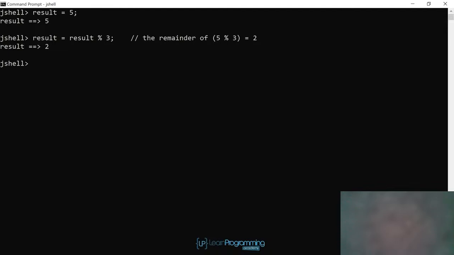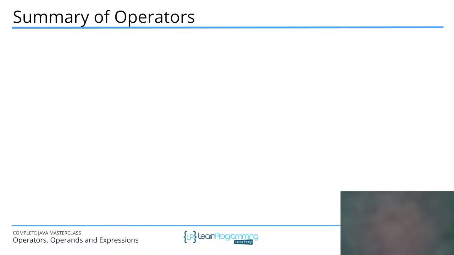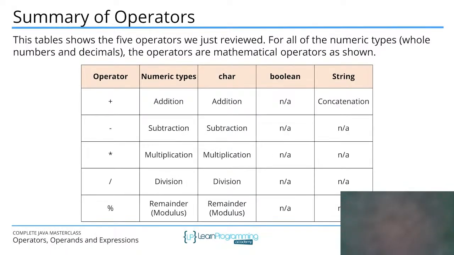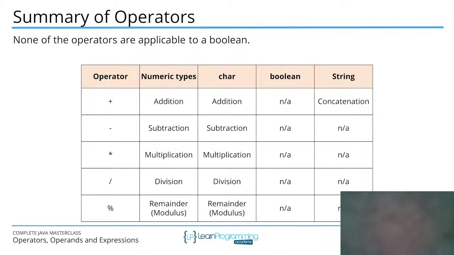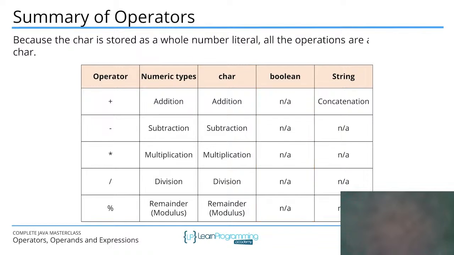Let's review what we've learned in this video. This table shows the 5 operators we just reviewed. For all of the numeric types, whole numbers and decimals, the operators are mathematical operators as shown. Only one operator, the addition operator, is supported by string, but when used with a string, it means concatenation, not addition. None of the operators are applicable to a Boolean. Because the char is stored as a whole number literal, all the operations are applicable to a char.